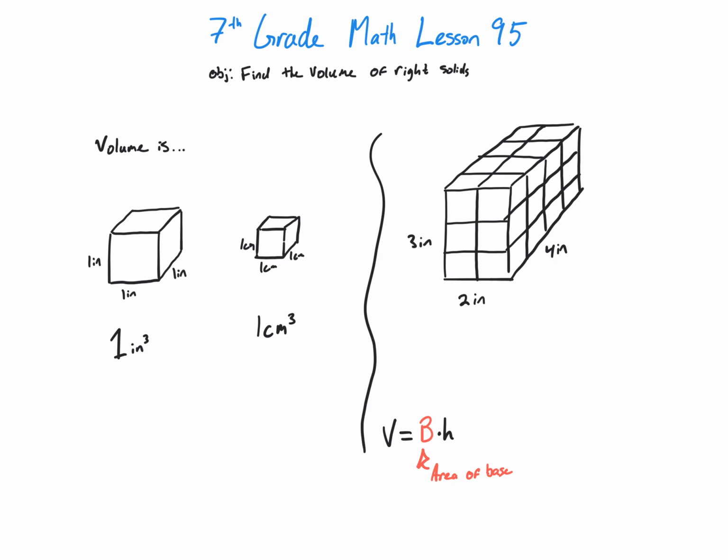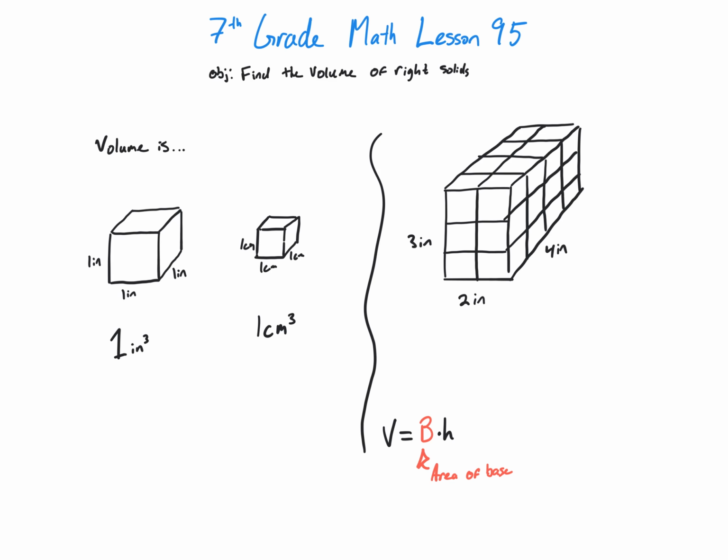What is up, Algebros? This is lesson 95, and our objective for today is how to find the volume of right solids. So they're all girl solids. Just kidding. It means that their height is perpendicular to their base.